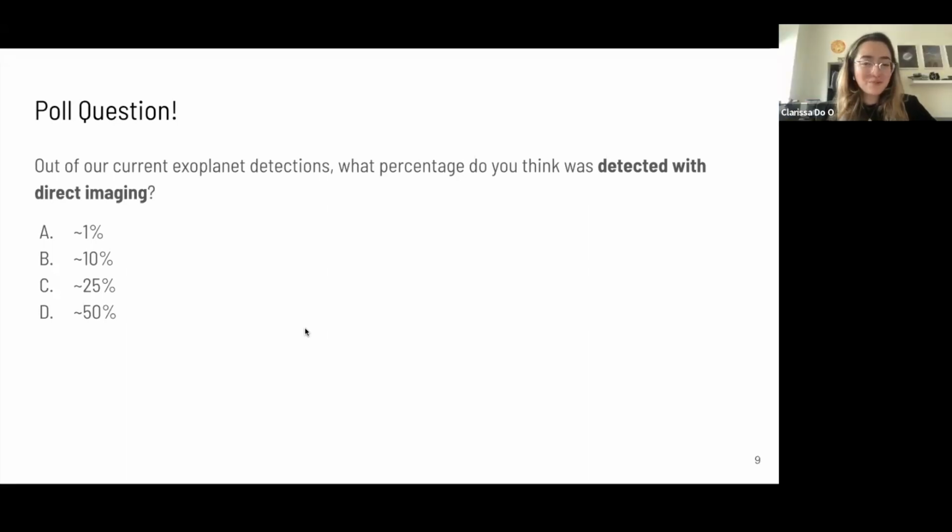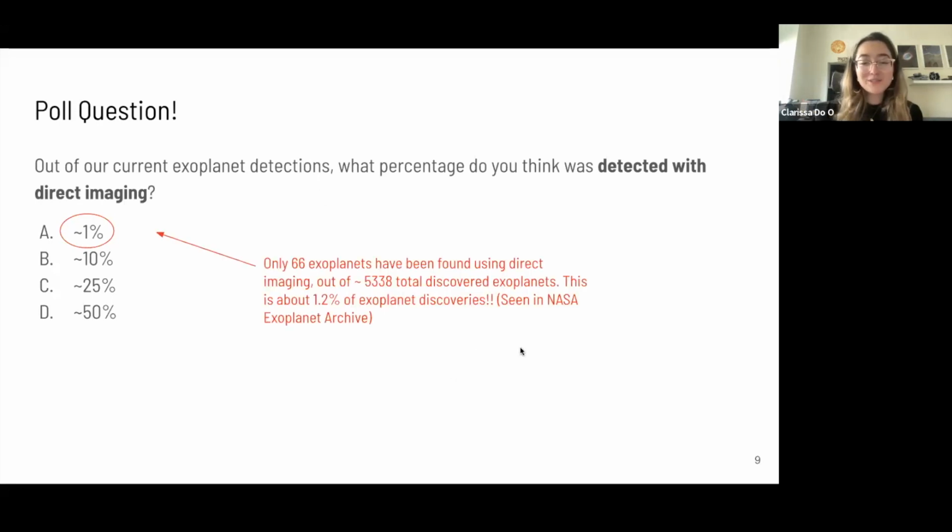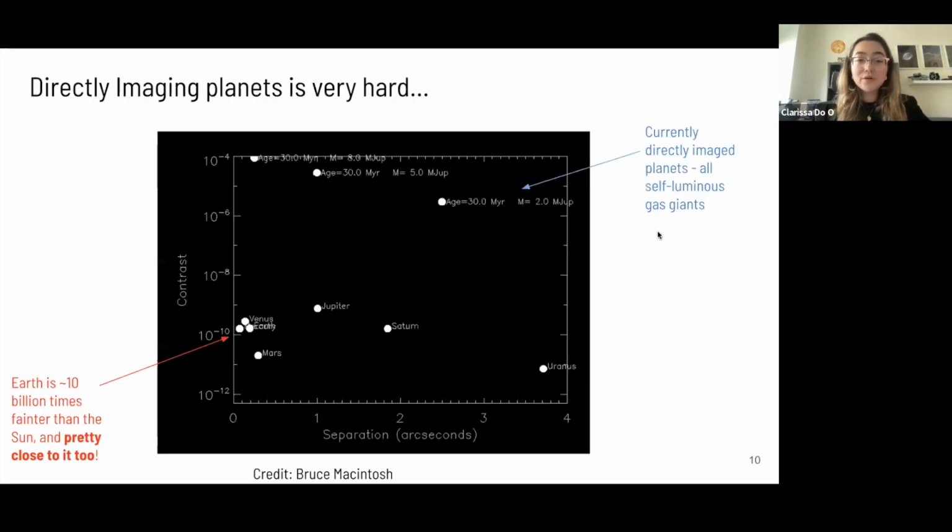Yeah, pretty good spread. Yes, so it turns out that most of you, about 47% of you, are correct. It is about 1%. So out of the 5,338 total discovered exoplanets, about 66 have been directly imaged. So this is about 1.2% of exoplanet discoveries. And the main reason this percentage is so low is because directly imaging planets is very hard. So most of the planets, as I said, when we directly image planets, we are looking at the very faint light that's coming in from the planet, which means that all of the planets we actually see are still glowing from the heat of their formation. So they're very young planets.